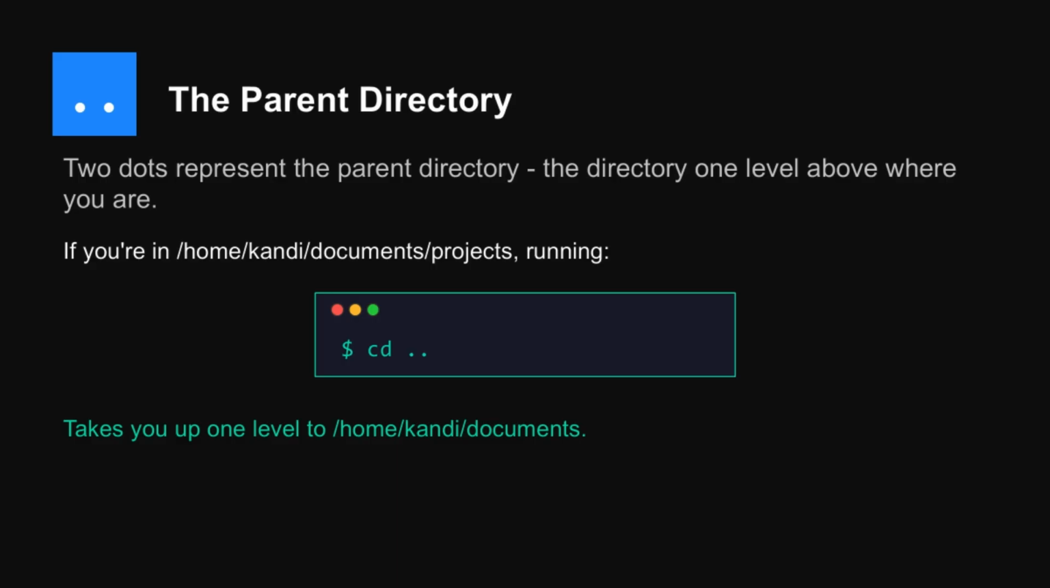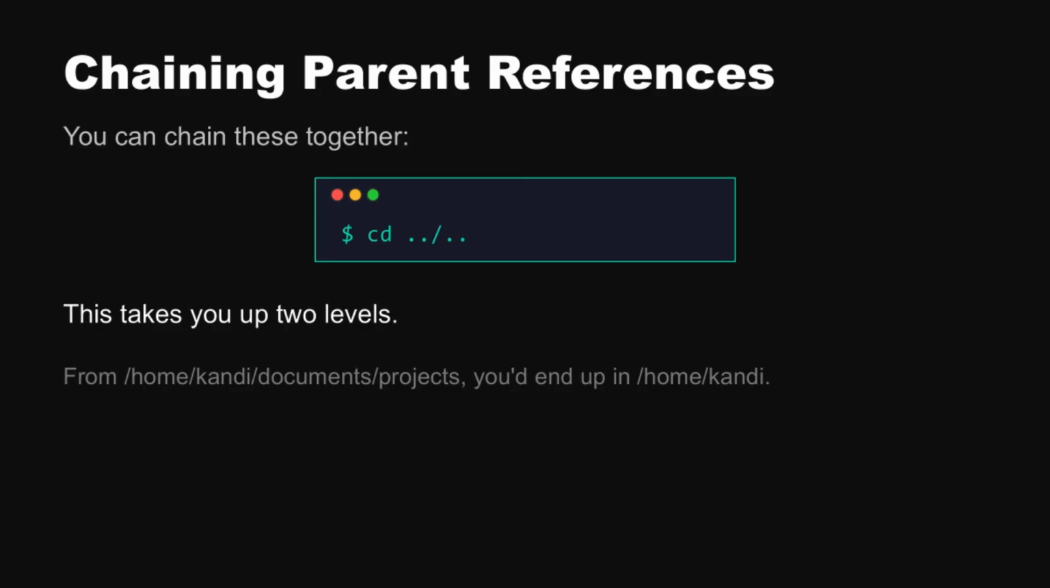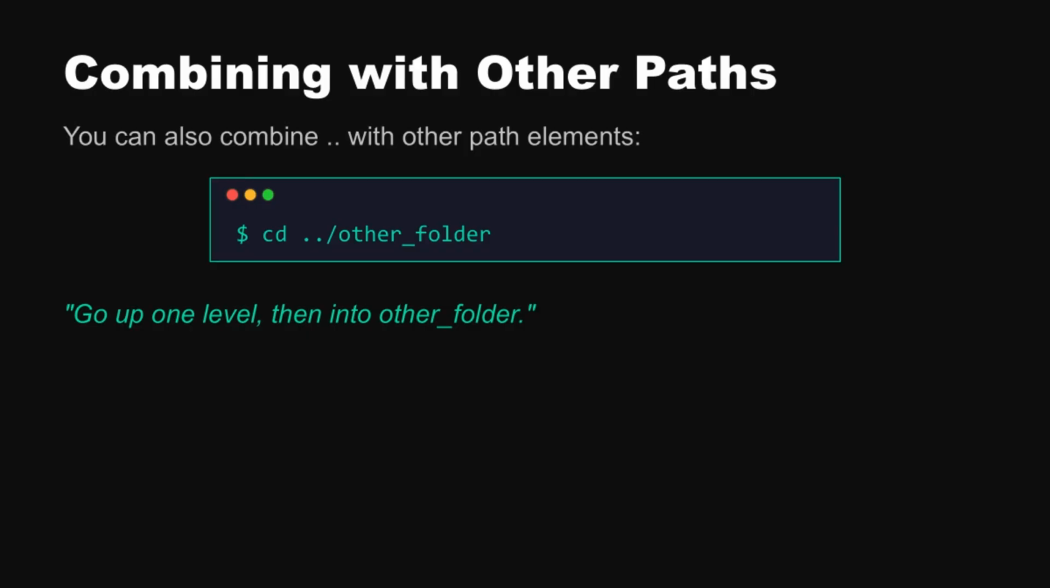So cd space .. takes you up one level, and you can chain these together. That'll take you up 2 levels, for example. You can also combine double dot with other path elements. This example says go up 1 level, then into other folder.